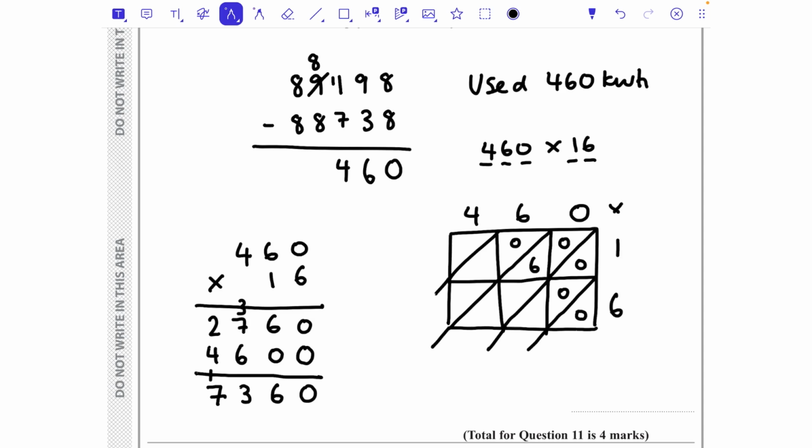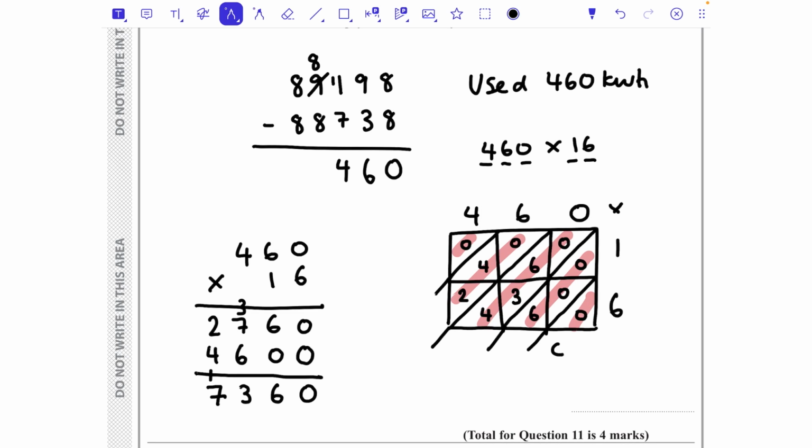6 times 6 is 36. So I put 3 on this side and 6 on this side. 4 times 1 is 4, so 0, 4. And 4 times 6 is 24, like that. And then we just add down each diagonal section. So I'm going to add down each of these diagonals, and that will give me my answer.